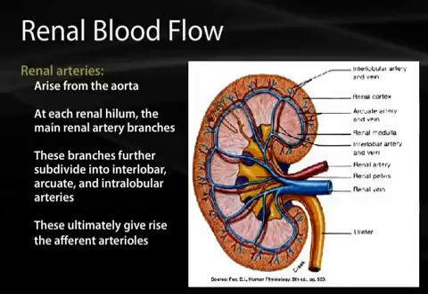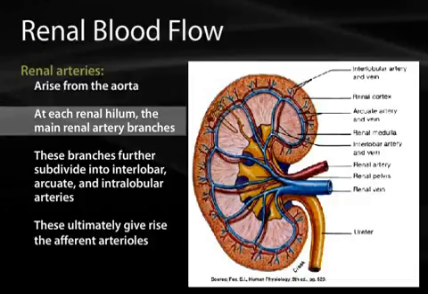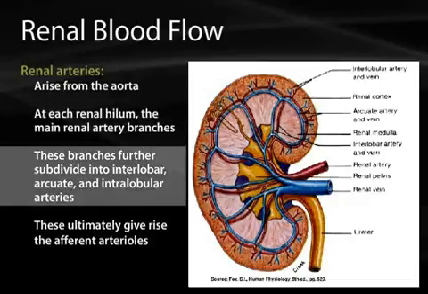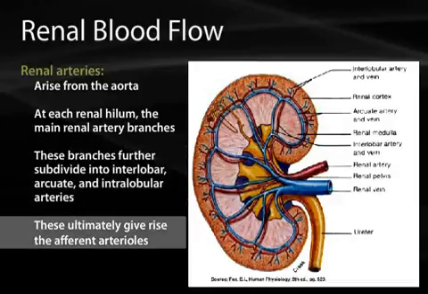With regard to renal blood flow, it's important to remember that the renal arteries arise directly from the aorta. Once they enter the hilum, the main renal artery branches, and it branches into the interlobar, the arcuate, and the interlobular arteries. Ultimately, all these arrive into the afferent arterioles. The afferent arterioles are present in the glomerulus and will form part of the individual functional units of the kidney.